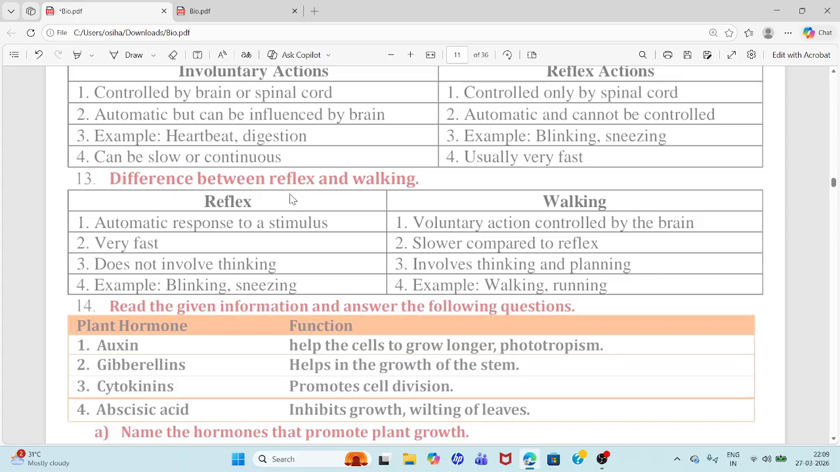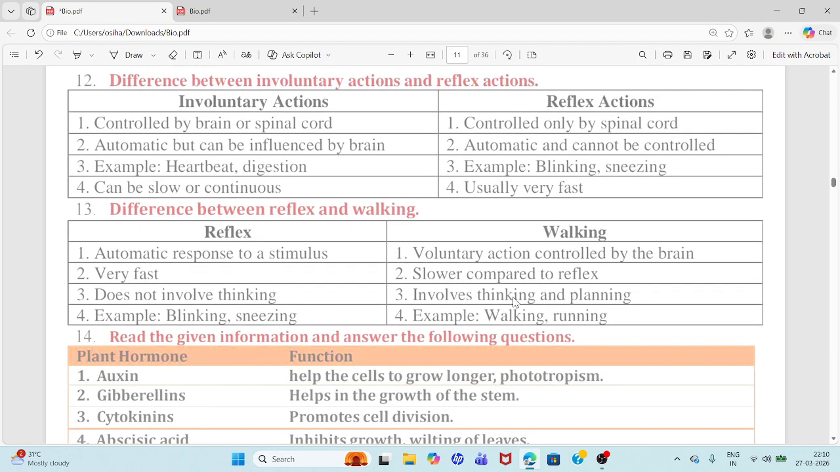13th question. Difference between reflex and walking. Reflex is an automatic response to a stimulus; walking is a voluntary action controlled by the brain. Reflex is very fast; walking is slow. Reflex does not involve thinking; walking involves thinking and planning. Examples: blinking, sneezing; walking, running. Whatever we have learned previously can be repeated, but there will be some difference. Here we are comparing walking and reflex, and earlier we wrote the difference between involuntary actions and reflex actions.